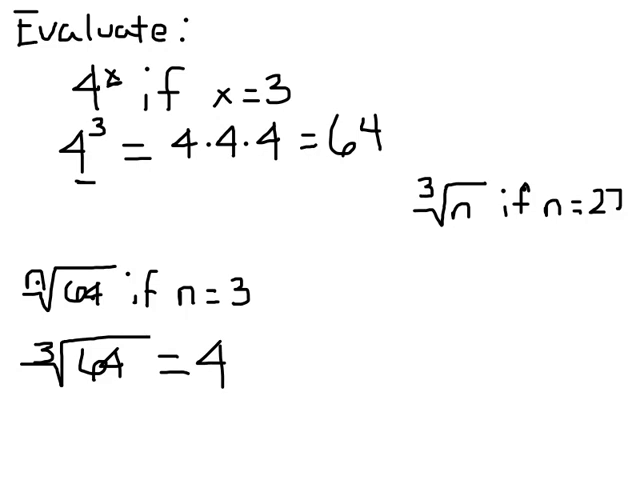Alright, the cube root of n, if n is equal to 27. So let's put 27 in there. What number times itself 3 times is 27? It's not 9. Sometimes you want to think 27 divided by 3 is 9. It's not 9. It's actually going to be 3, because 3 times 3 is 9, and 9 times 3 is 27.